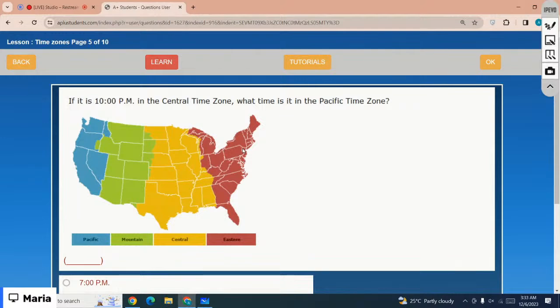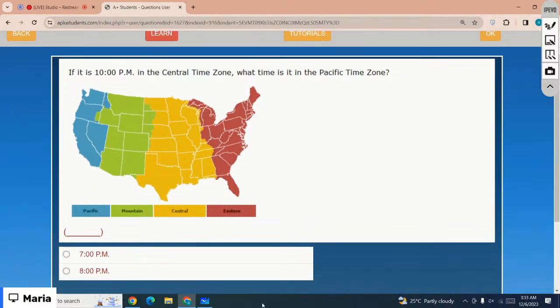On the right hand side conversion, that means you need to add the distance. If you are moving back on the back side, you need to subtract the time. So if there is 10 in the central zone, you have to convert it into Pacific. Here is central and here is Pacific. Pacific is on the left hand side of the central and the distance is 2. You need to subtract 2 from central. So 10 minus 2 is 8. That means in the Pacific it is 8 p.m. The correct option is 8. Got it?